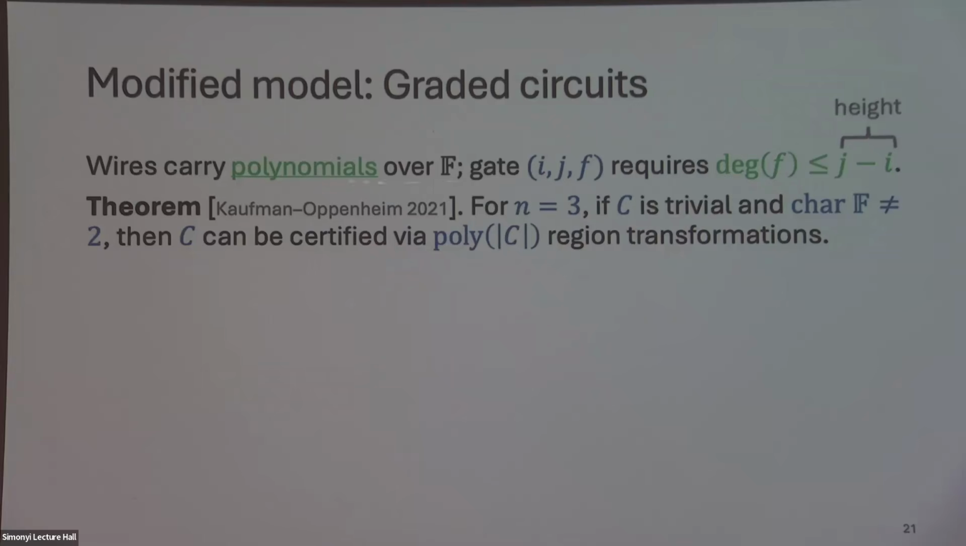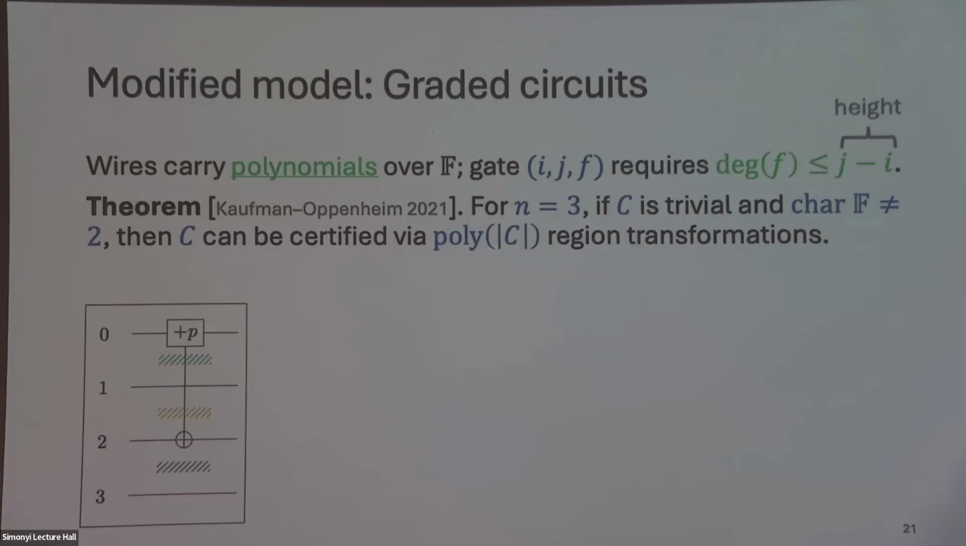But I just want to say on this slide what ends up happening. So you now have wires carrying polynomials and you also have gates, but now the multiplier in a gate has a constraint, which is that the degree of this multiplier is at most the height of the gate, where the height is literally the difference between the input wire and the output wire. I'll show you what this means in a second. But Kaufman and Oppenheim in this paper 5 years ago showed that in the same model, except that now you allow the wires to carry polynomials instead of field elements, you get a similar bound. You have a polynomial, independent of the field size, number of transformations that you need to certify any circuit.